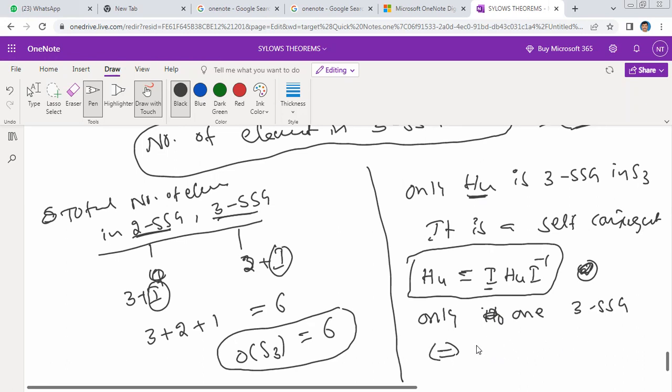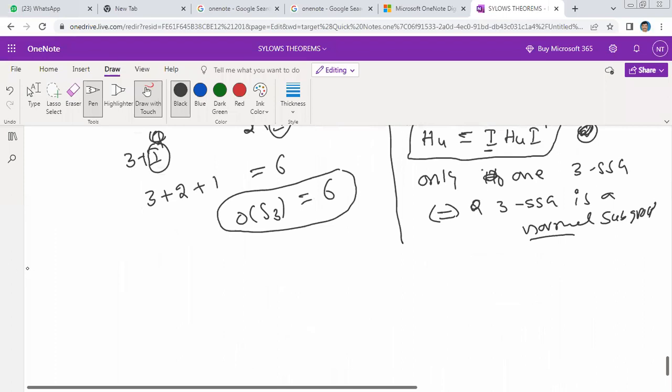If and only if this Sylow 3 subgroup is a normal subgroup. మీకు స్టేట్మెంట్ ఇస్తాను. Only one Sylow subgroup is there, only one Sylow 3 subgroup or only one Sylow 2 subgroup, that Sylow subgroup is a normal subgroup. Only one ఉంటే, that must be a normal subgroup. Is it clear? So you take one statement: any group G has only one Sylow subgroup, that subgroup is a normal subgroup.